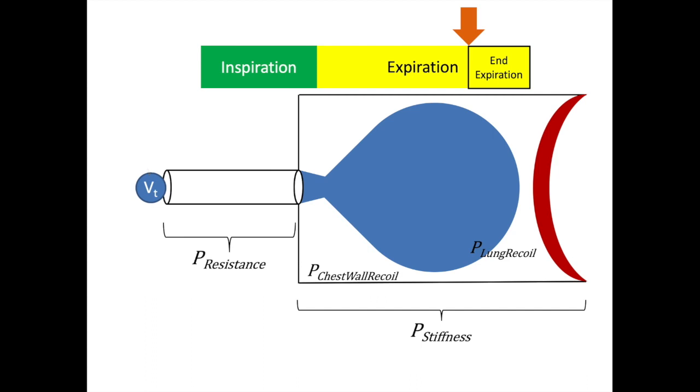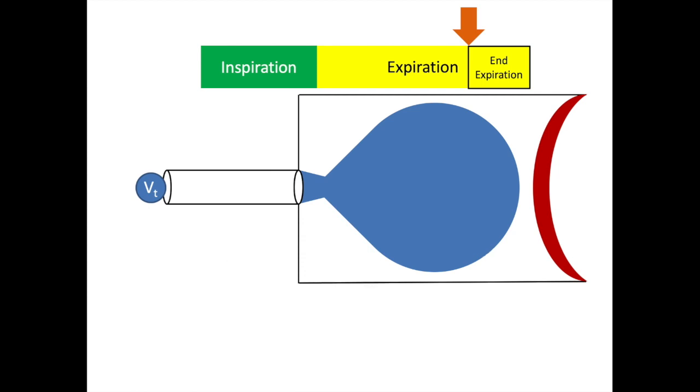End expiration is still part of expiration, but it's special, and sometimes considered its own phase because there's no more forces acting to move air. The tidal volume has come out of the lungs. The lung and chest wall are no longer stretched out, so they're not exerting any recoil force. They're back to their starting phase. So there's no more stiffness pressure. And because there's no pressure to drive flow of air, there's also no more resistance pressure, because the pressure from resistance just comes from flow down the airway. If there's no flow down the airway, there's no resistance pressure. So all this stuff just disappears, and everything's static. Nothing's moving at end expiration.